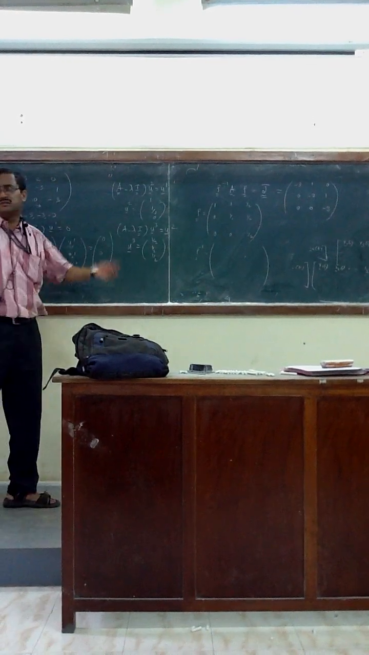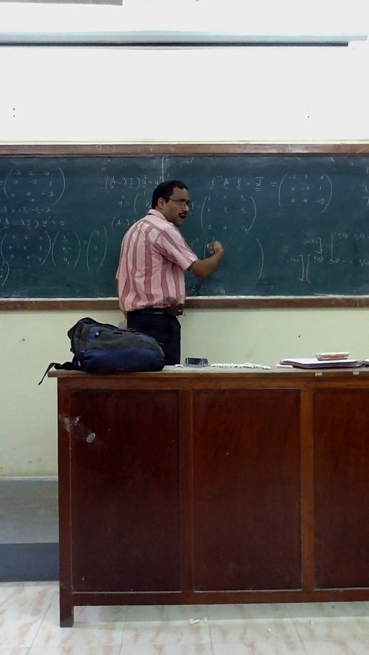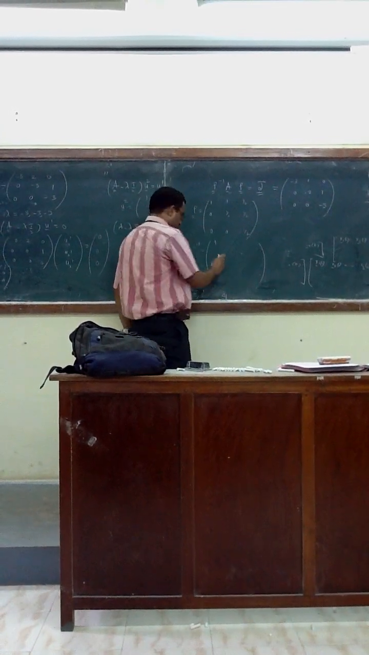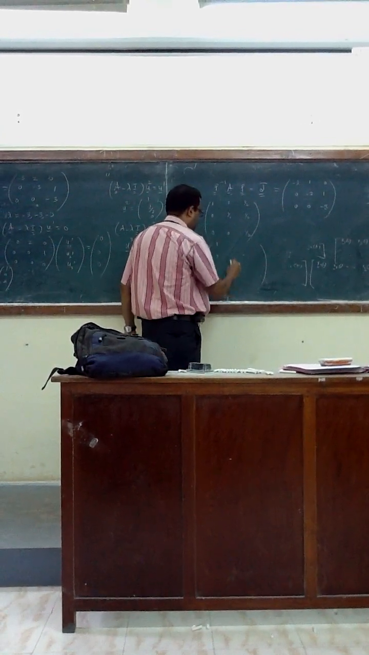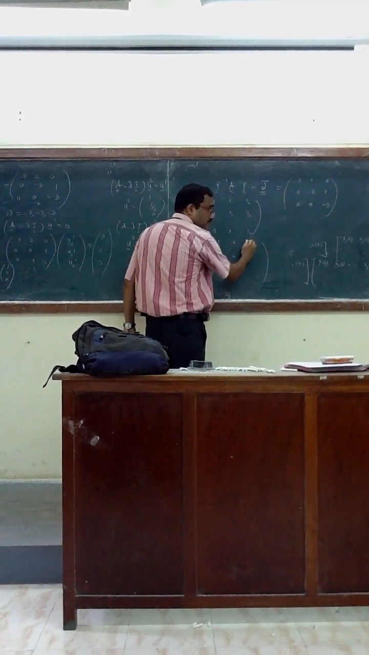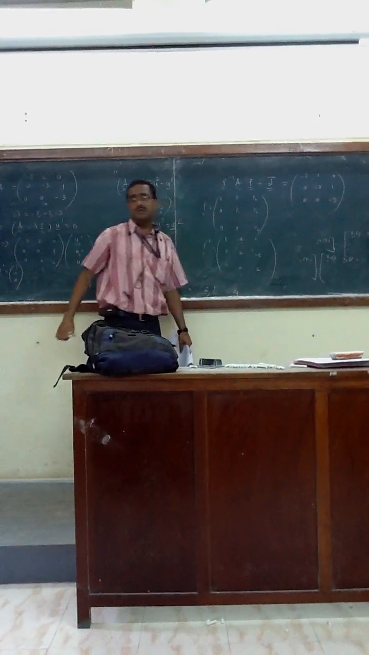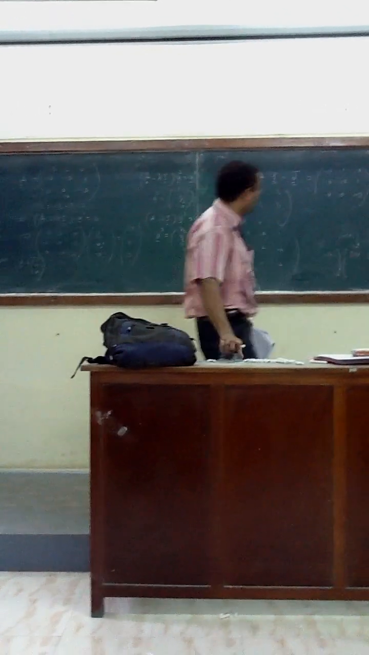Yes, sir. I'll go vertically: 1, 0, 0; minus 2, 2, 0; 1, minus 2. Is it acceptable? Okay. Now, how to calculate P inverse AP?